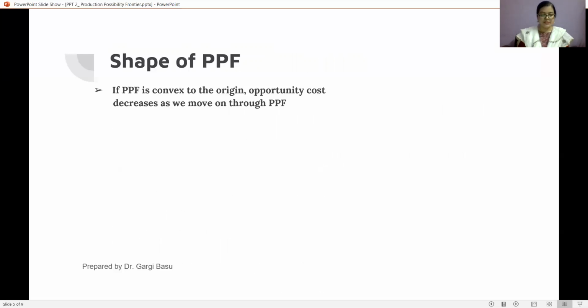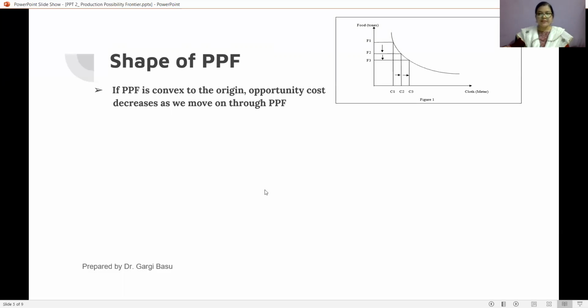Now let us discuss the shape of the production possibility frontier or production possibility curve. Now, for that, let us first consider that PPF is convex to the origin, like in the diagram. In this case, if we consider the slope, that is del F by del C, or change in F by change in C, we will see that opportunity cost is in fact decreasing as we move along the curve.